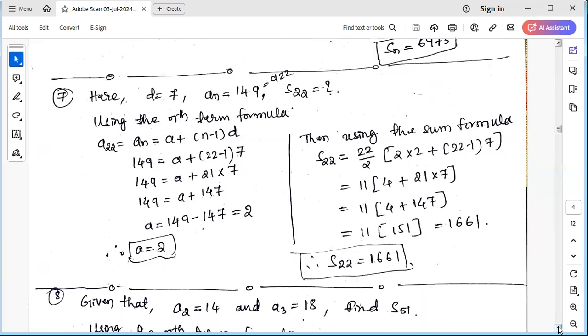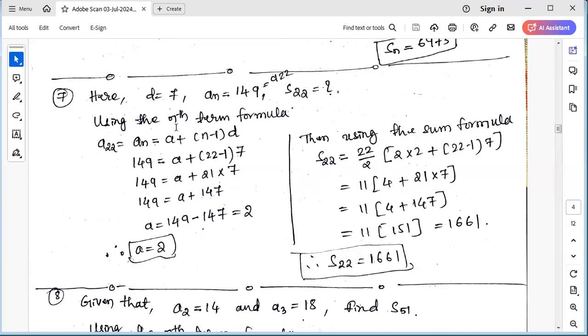It's very simple. Common difference is given, that is d is equal to 7. The nth term value is given, that is 149, and he is telling that it is the 22nd term. So it's the value of the 22nd term, and we have to determine the sum of first 22 terms.